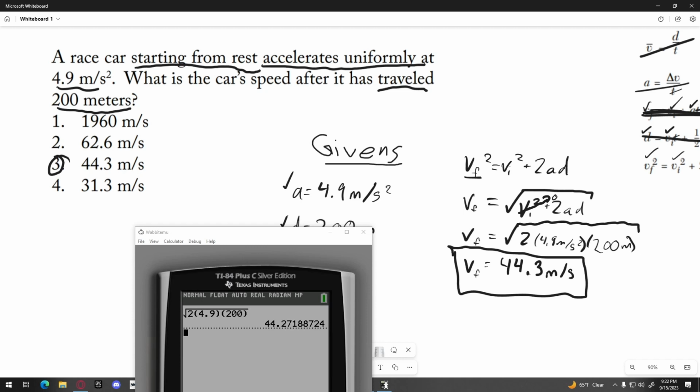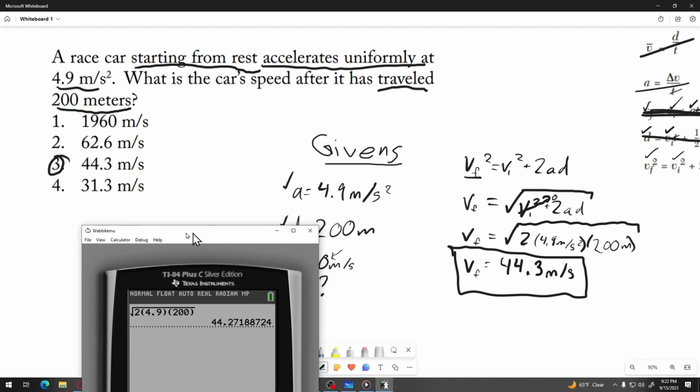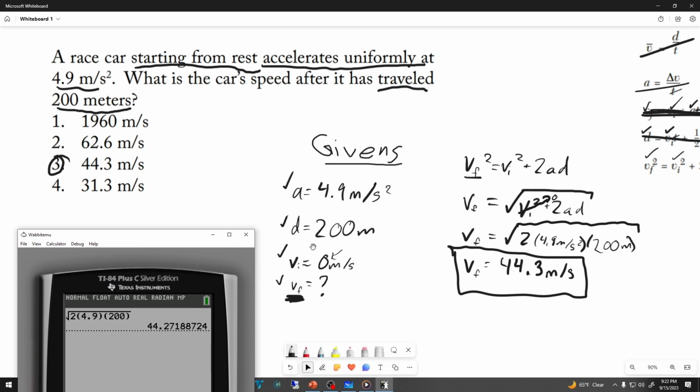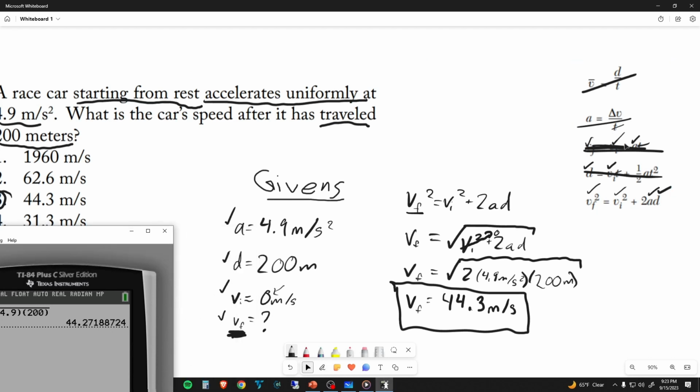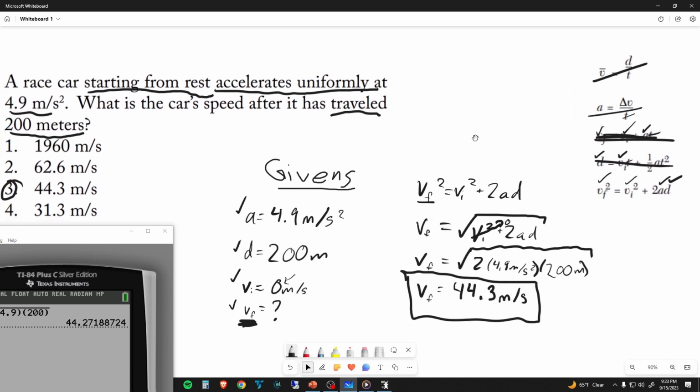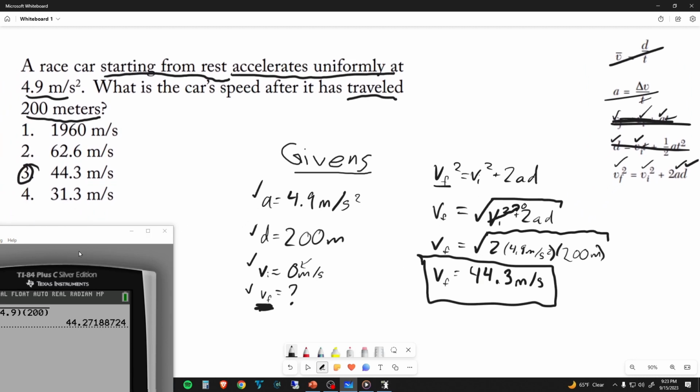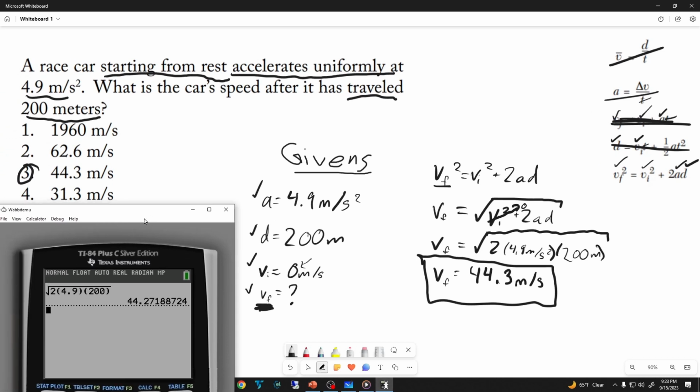So the idea is that no matter the problem that you encounter, you can follow these steps of writing down everything you know, looking at your reference table to find the one equation where there is a single unknown, then isolating the variable, and finally using our calculators to get to the final answer. I hope this helped. Good luck.